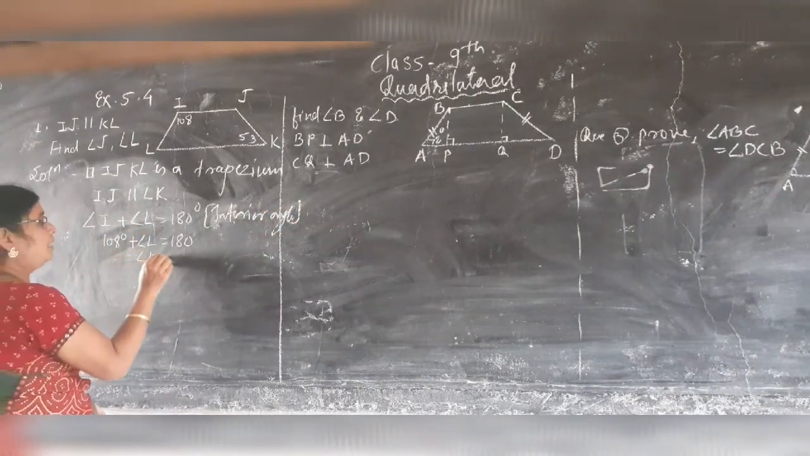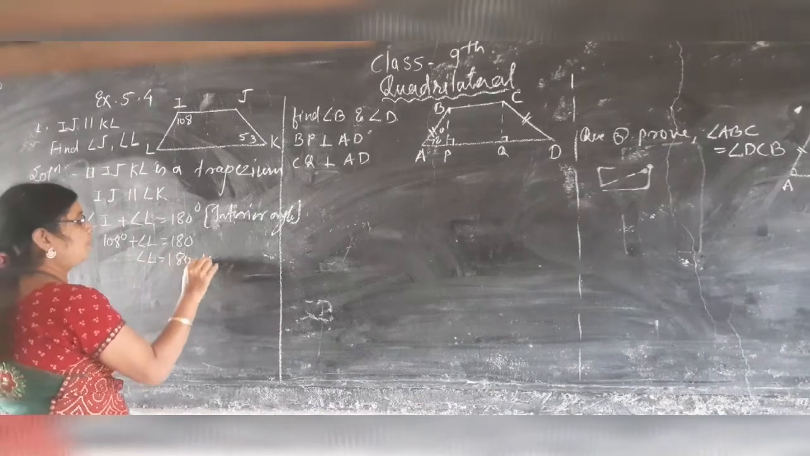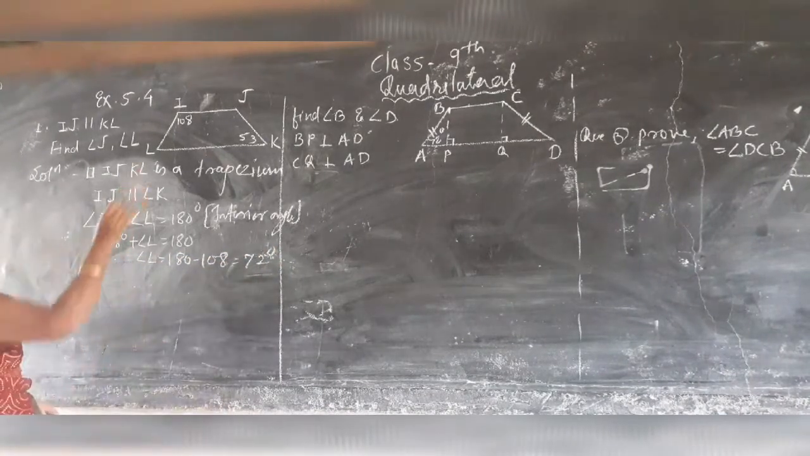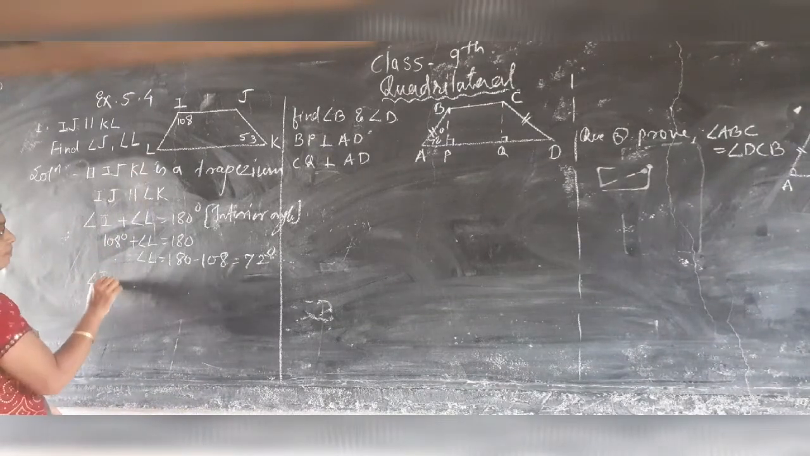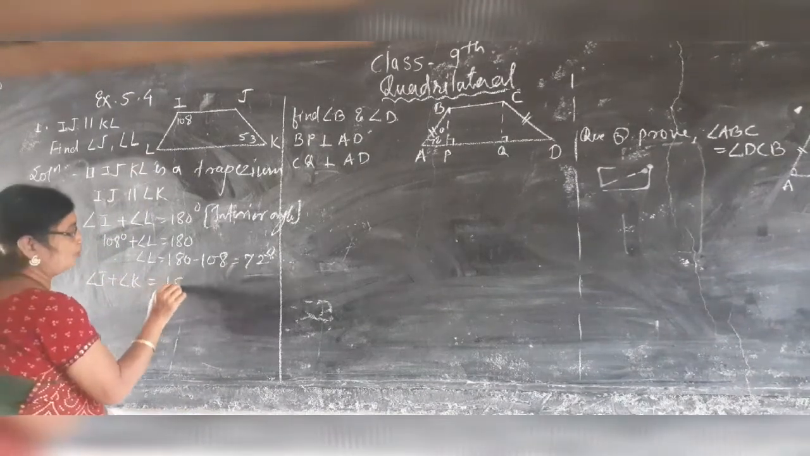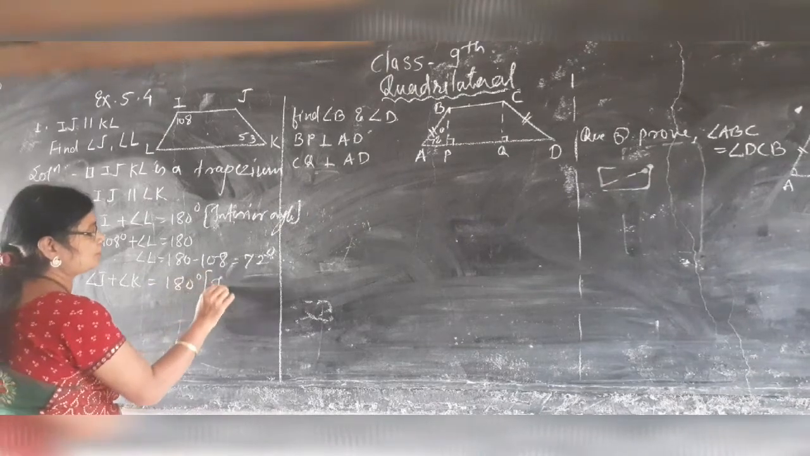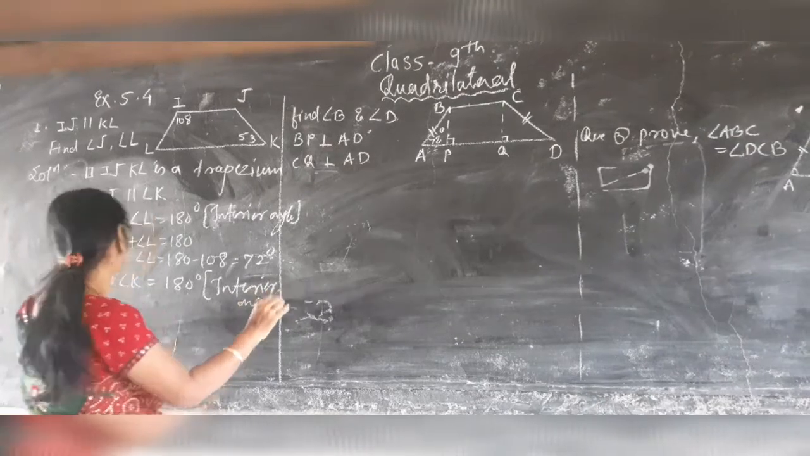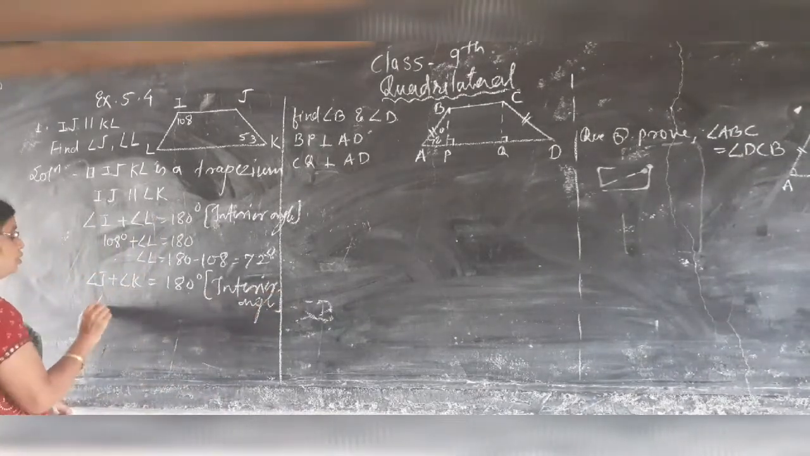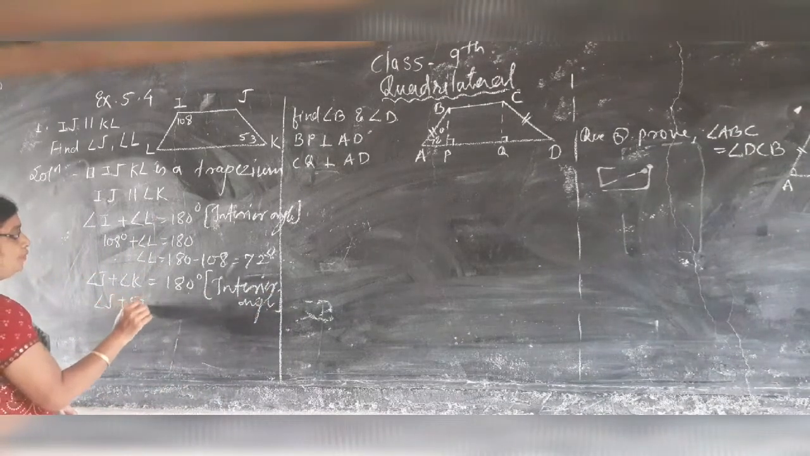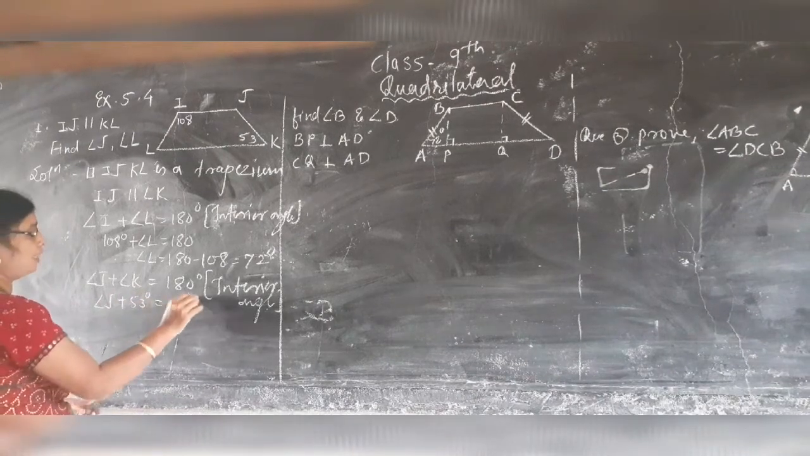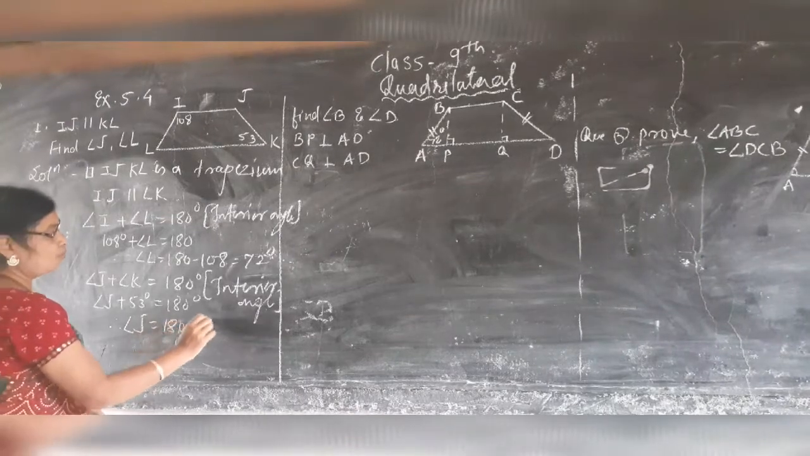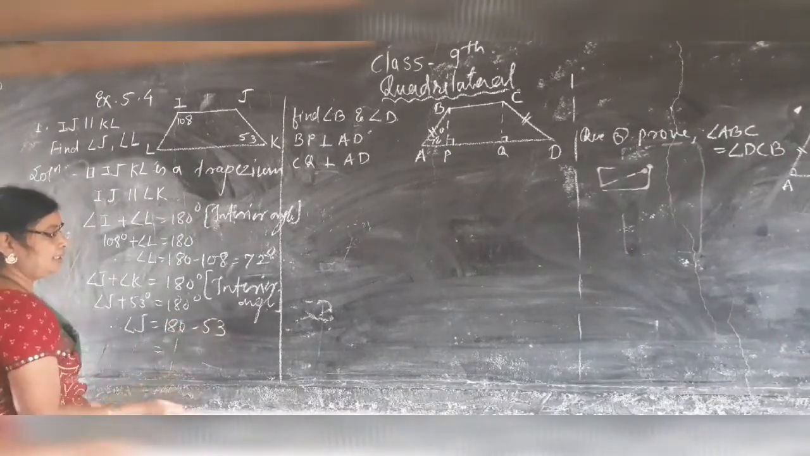Therefore angle L is equal to 180 minus 108, that is 72. Then second, angle J plus angle A is equal to how much? 180. Here also these are which type of angles? Interior angles. And therefore angle J plus 53 is equal to 180. And therefore angle J is equal to how much? 180 minus 53.